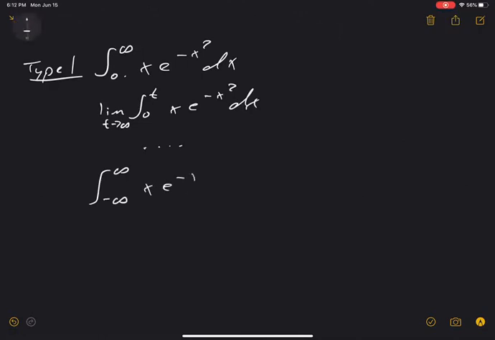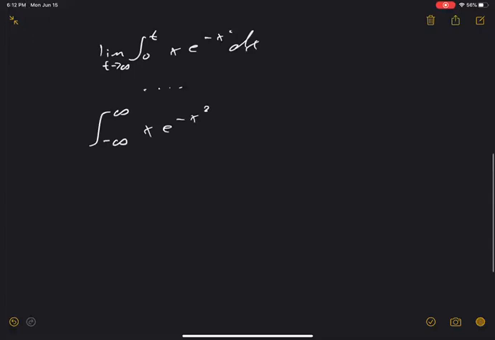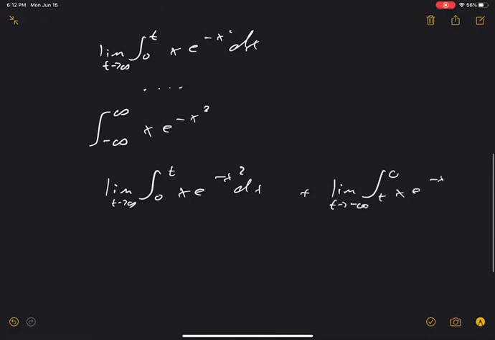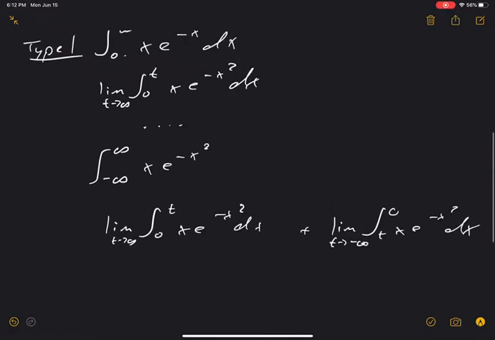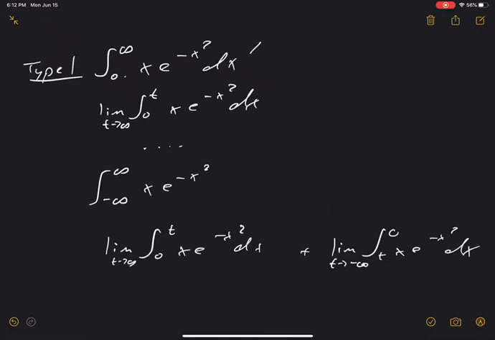So remember how to deal with that. We have to split this up into two limits, and then we need to do our process for each one of these pieces. So you need to know how to do the standard type 1 and then the type 1 where we have infinity in both bounds.